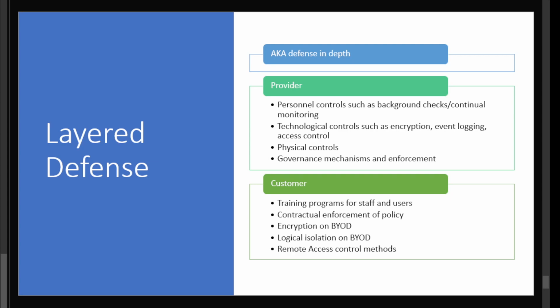For the customer, training programs for staff and users, this is integral. Each staff member is a cybersecurity asset if you treat them that way, and it will enhance your security plan. Contractual enforcement of policy. Encryption on BYOD cannot be emphasized enough. Logical isolation on BYOD using containers, isolating customer and company data, as well as customer and company communications, is a great idea. Remote access control methods, ensuring that remote access control is encrypted and that you're using secure methods such as SSH or other methods, securing APIs, stuff like that.